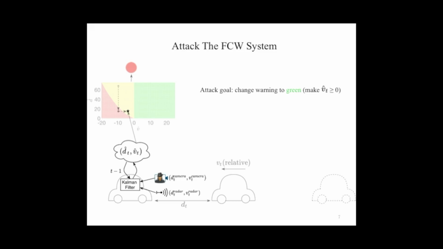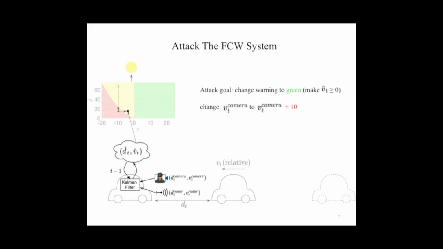Then the question is, how does the attacker manipulate the camera measurements to change the red light to green light in this case? As you might have observed, the velocity estimation produced by the Kalman filter is around -10. So the first option here is to simply increase the velocity measurement from the camera by 10. However, this is not going to work because we still have radar measurements that are not subject to attack. If the Kalman filter takes the average of the camera and the radar to estimate, then this attack only increases the velocity estimation by 5, which moves the original dot to the star in the yellow region, which produces a yellow light instead of a green light.